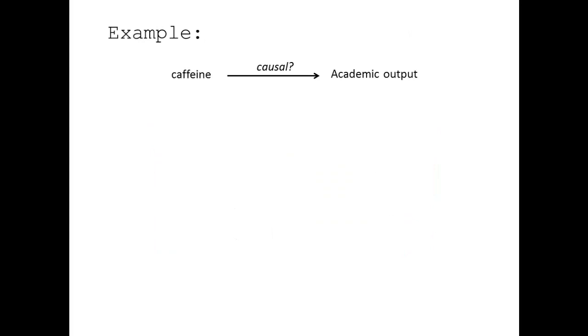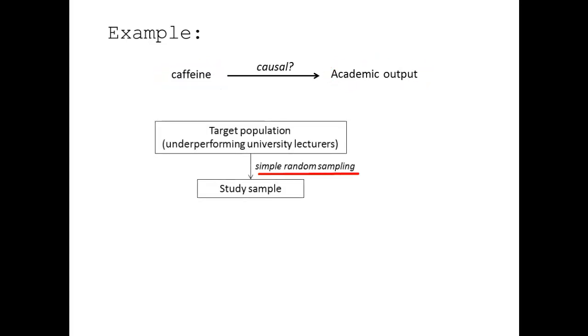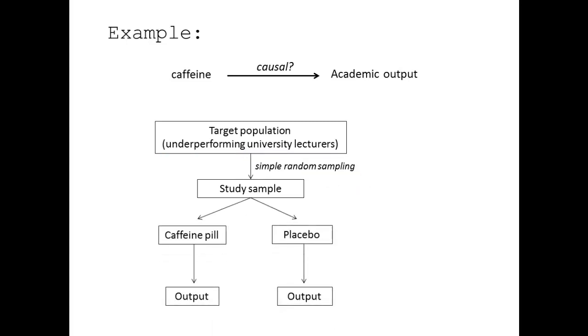So say, for example, we're interested in whether caffeine causes an increase in output among academics. We might take a random sample from a target population of underperforming university academics. And remember, we take a random sample so that the results are generalizable to our target population. And then we might assign half of them to take a caffeine pill for 6 months and half to take a placebo or sham treatment for 6 months. And then following them up 6 months later, say, and measuring their output from baseline in some quantitative way.